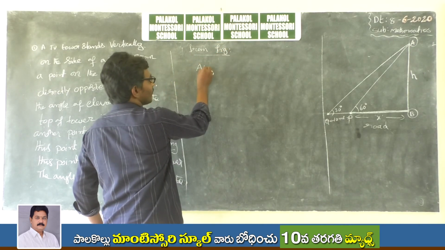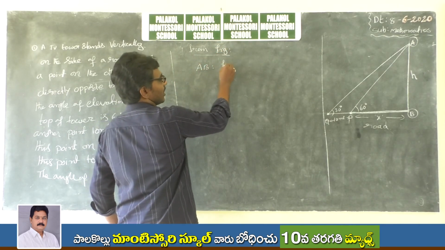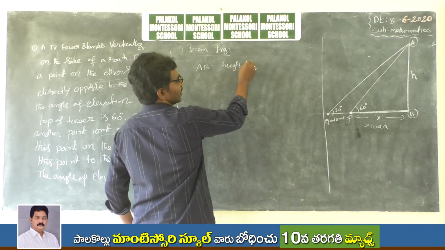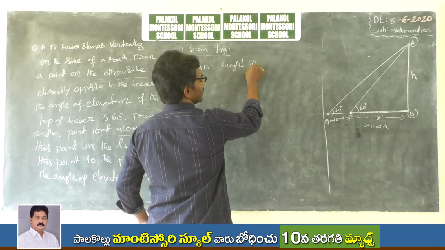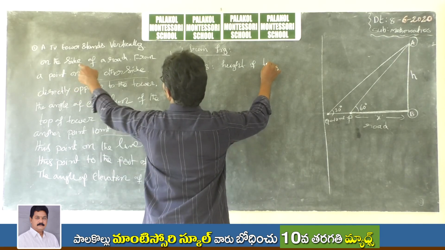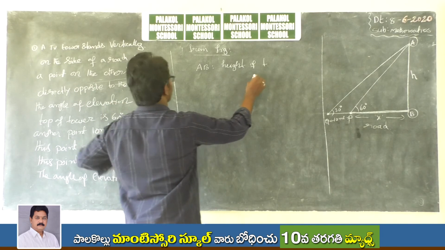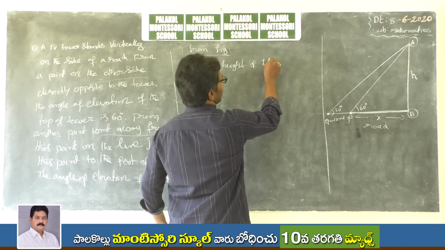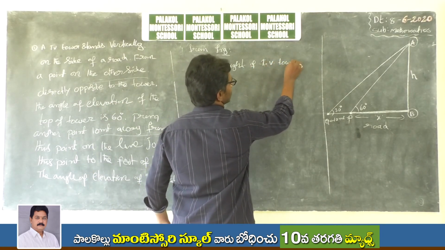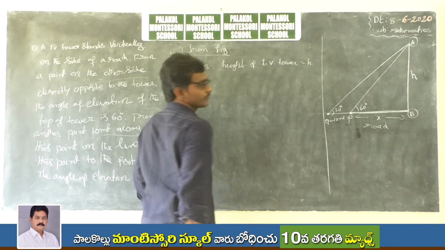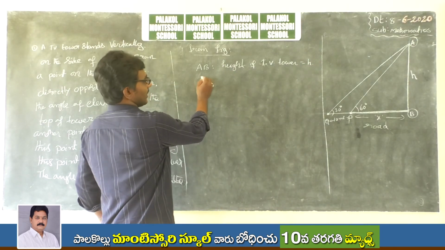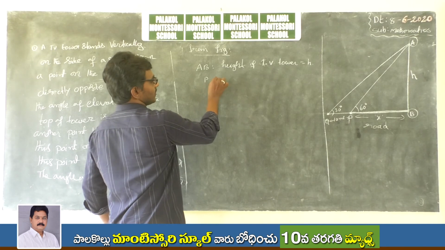What is the meaning of AB? That is the height of the TV tower. Here, a TV tower stands vertically, so the height of the TV tower is H.